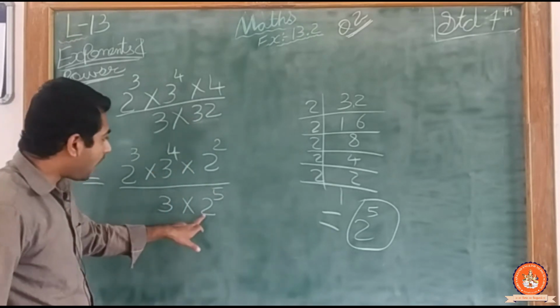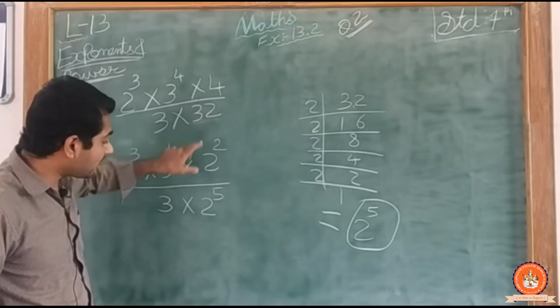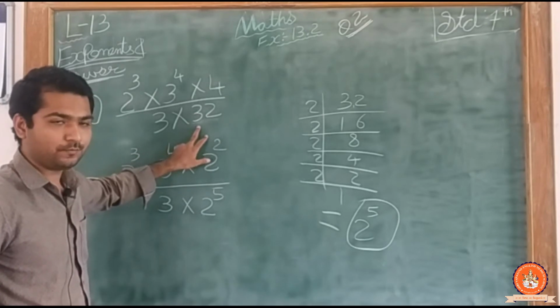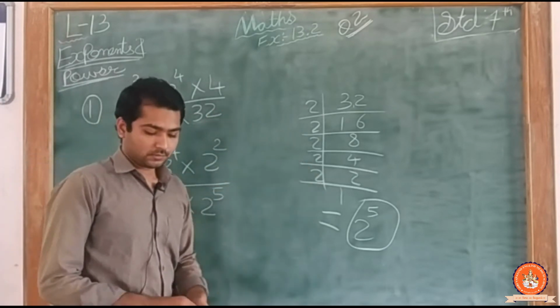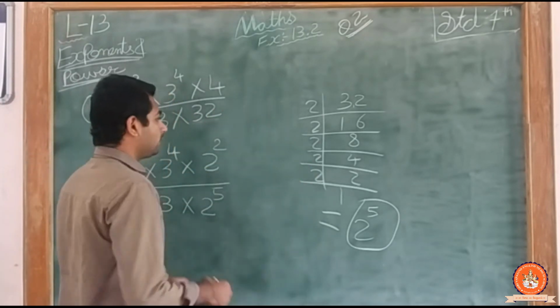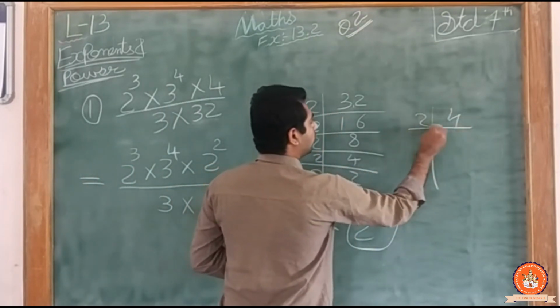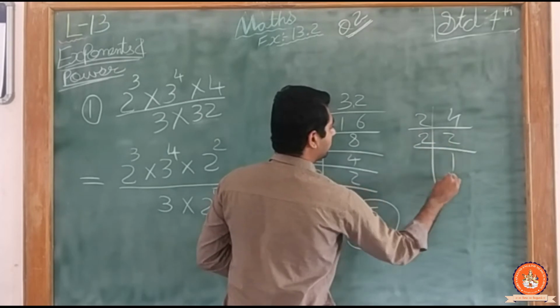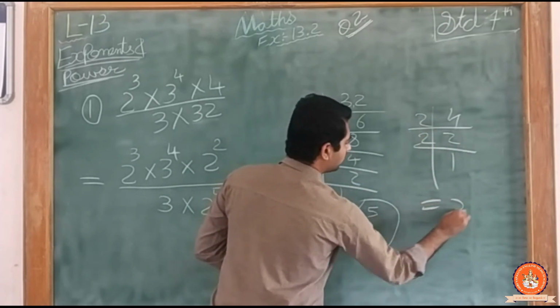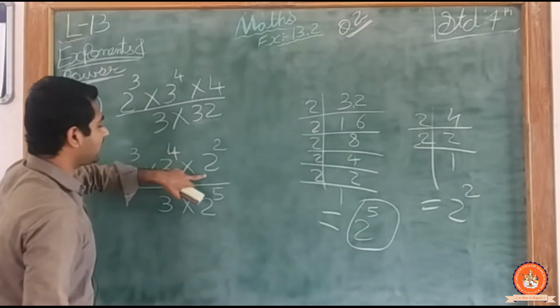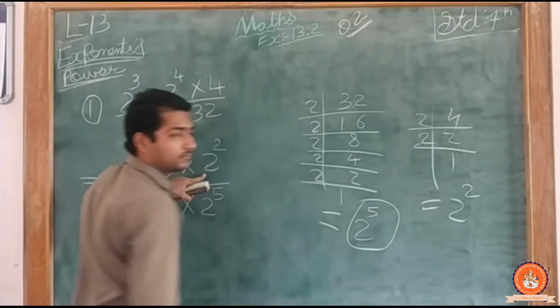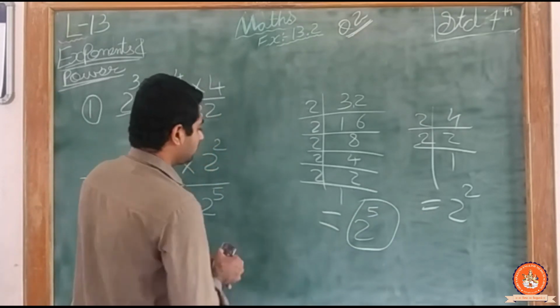Clear? How I get 32, how I get 2 raised to 5 in place of 32? That you have to do like this only. For 4 also, if you don't know, so 4, 2 2s are 4, 2 1s are 2. That means there are 2 2s, so 2 raised to 2. I get here 2 raised to 2. Clear? So I am rubbing this.